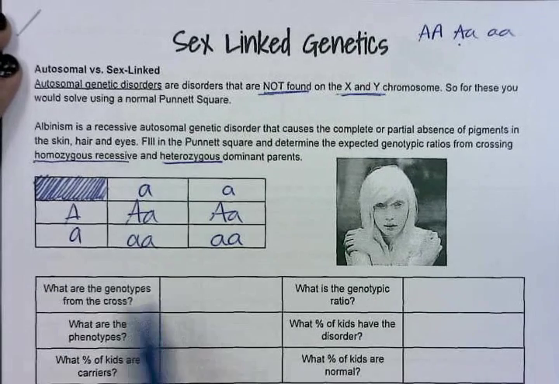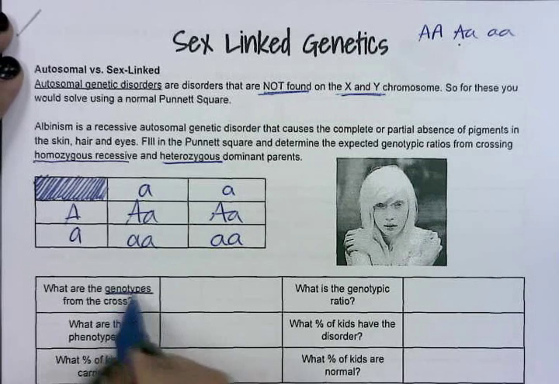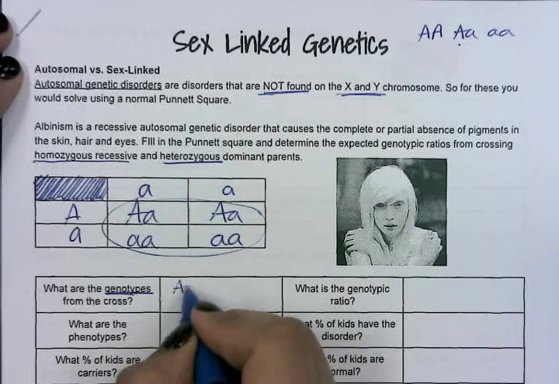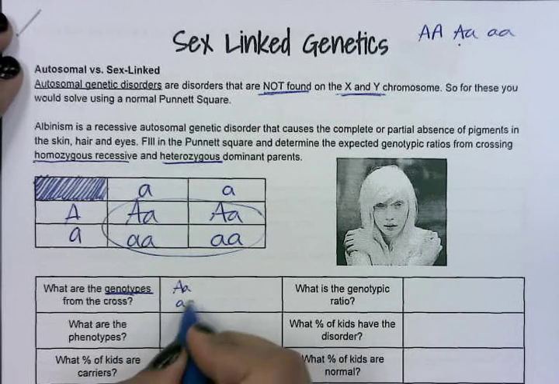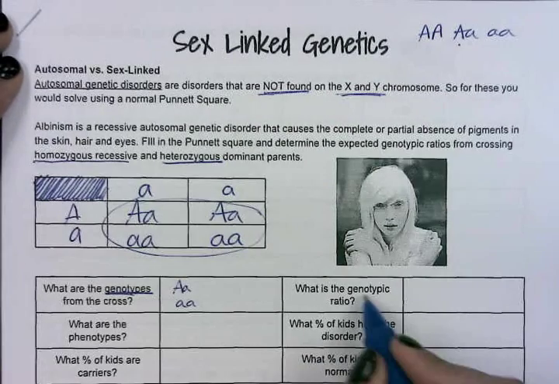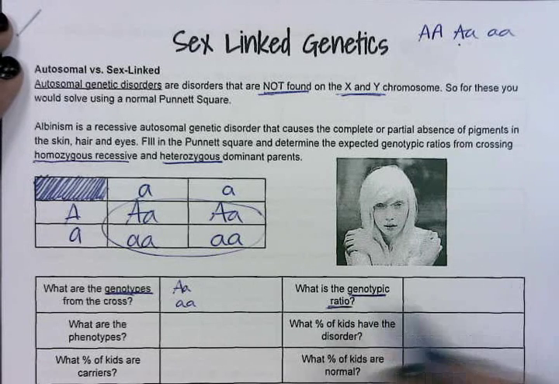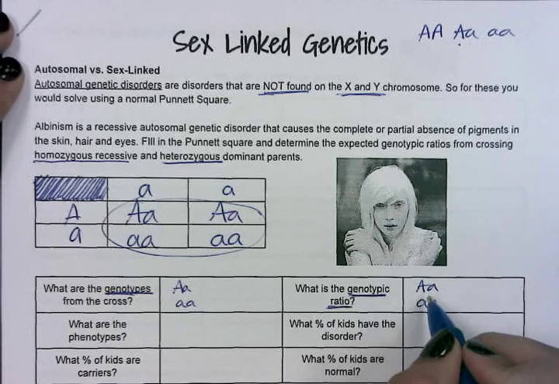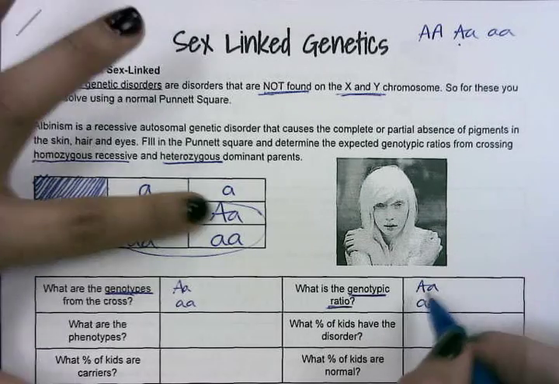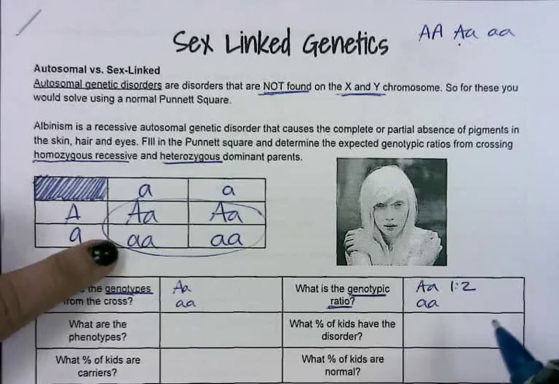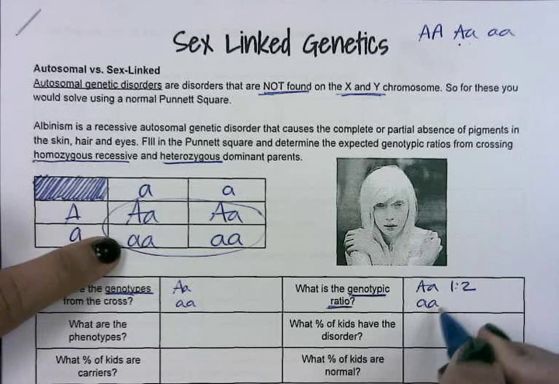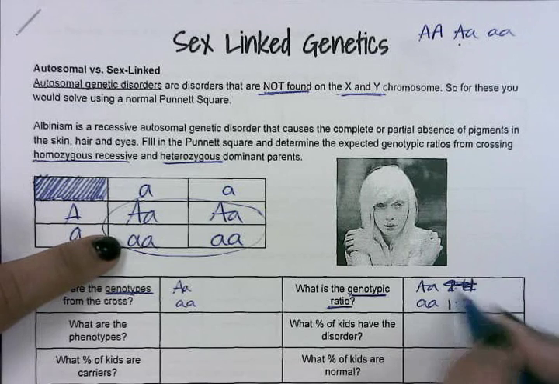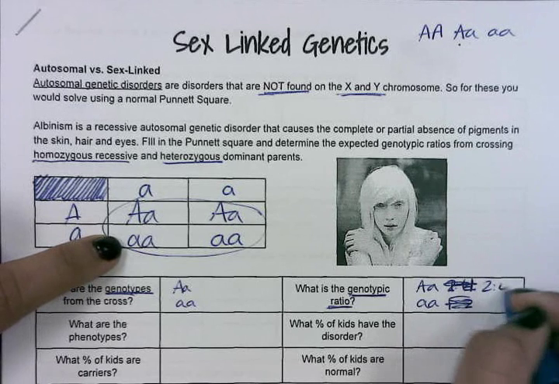So it says, what are the genotypes of the cross? So genotypes are the potential offspring. So we have heterozygous and we have homozygous recessive. And then it asks us for the genotypic ratio. Ratio is where we use the colon. So how many are heterozygous? 1, 2. So 1 out of 2. How many are homozygous recessive? 2 out of 4. Sorry. These are both 2 out of 4.